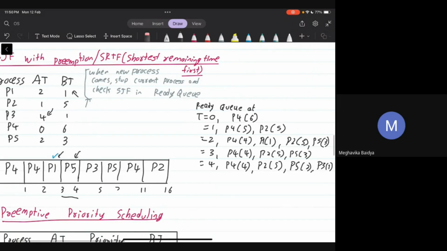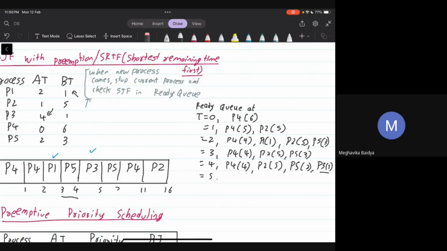So now you will run P3 here because the burst time is 1. So run that, P3 gets over also because it has only one burst time. Now you will go back and do the SJF, that's it. The normal SJF, because now every process has arrived.